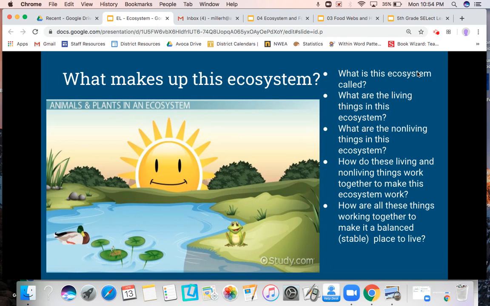Look at this picture of an ecosystem. This is a pond, and there are living things and non-living things that live in this environment. So some of the living things, as you can see, are the ducks, the frogs, the little grasshopper, the lily pads, the trees, and the plants. And non-living things are the sunshine, the air, the rocks in the corner, and even the water in the pond. All of these things are working together to make a balanced and stable place to live.